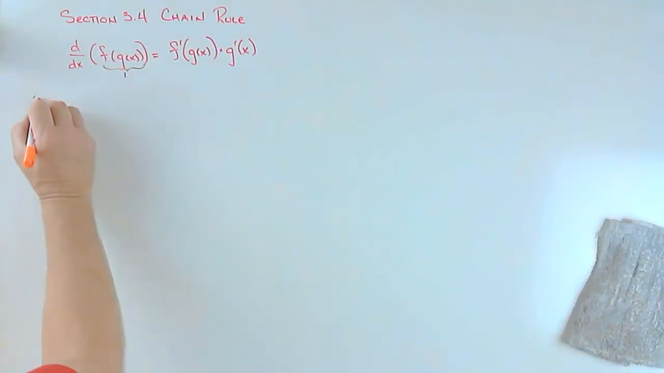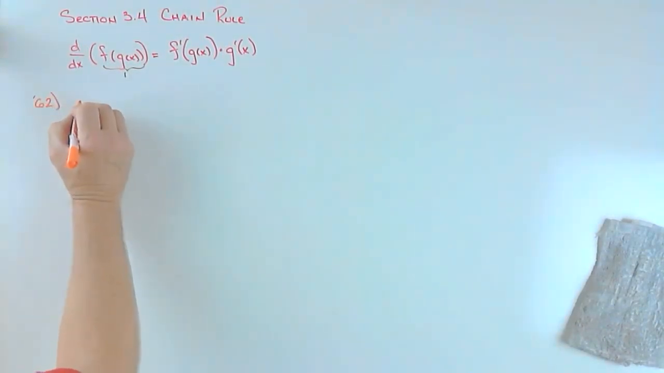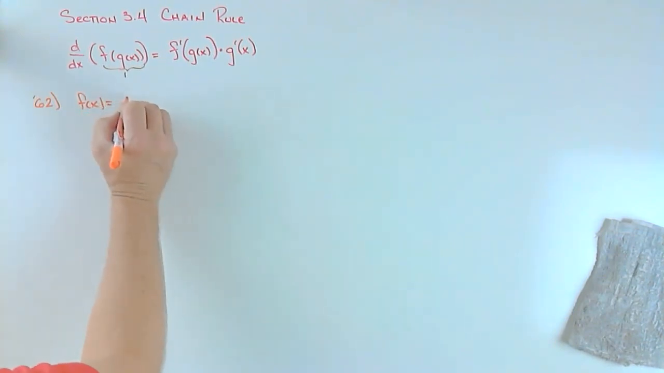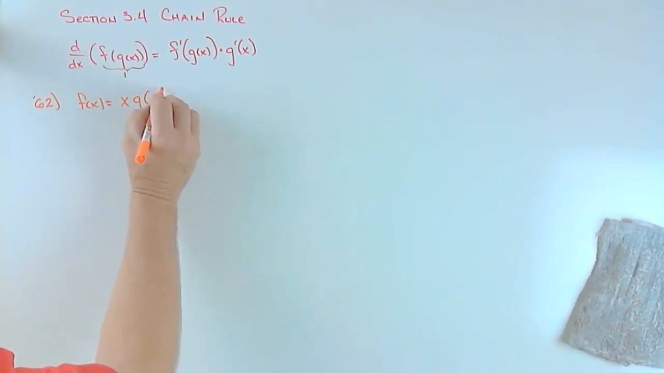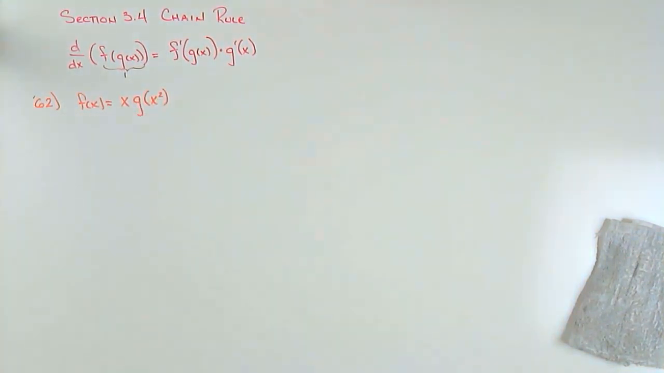Problem 62 says g is a twice differentiable function. All right, that's what we know. We know we can take the derivative of g twice, and they give us f of x. It's x times some function g of x squared. We don't know what g is, but we know it has a derivative and it has a second derivative. That's what twice differentiable means. It has a derivative and it has a second derivative.